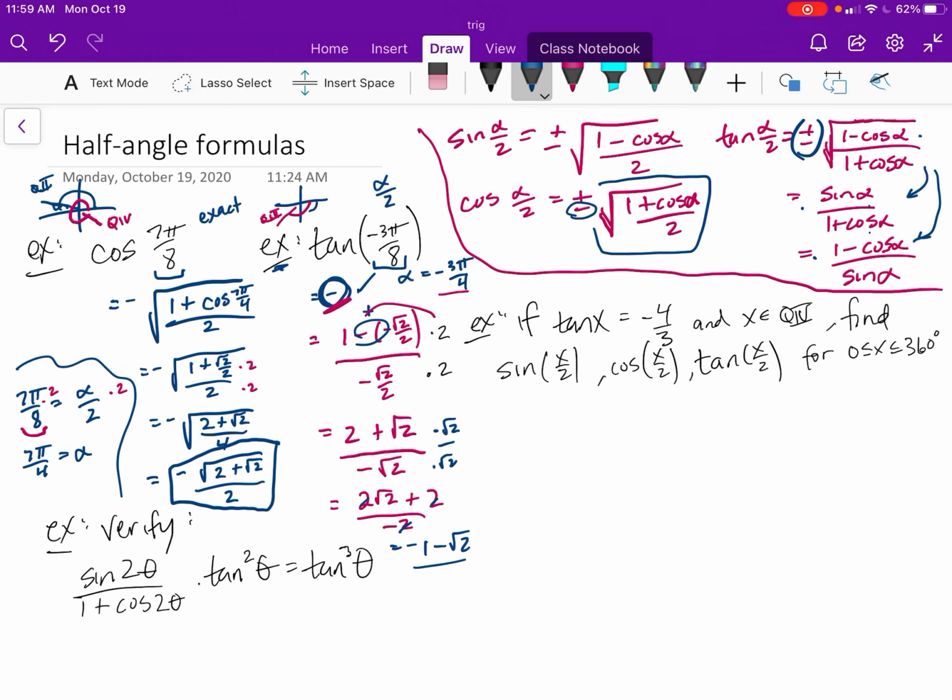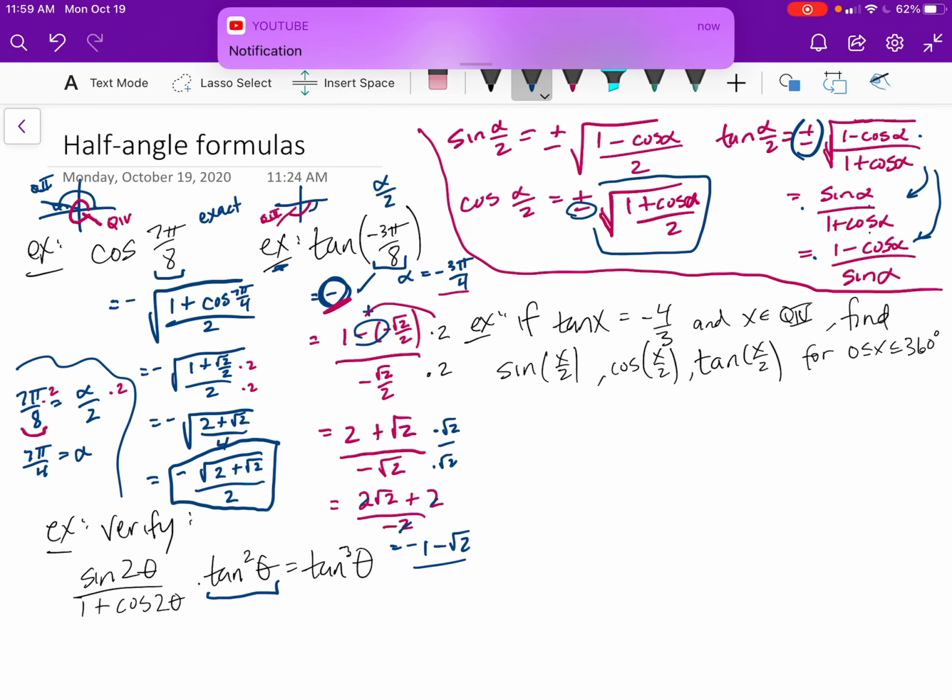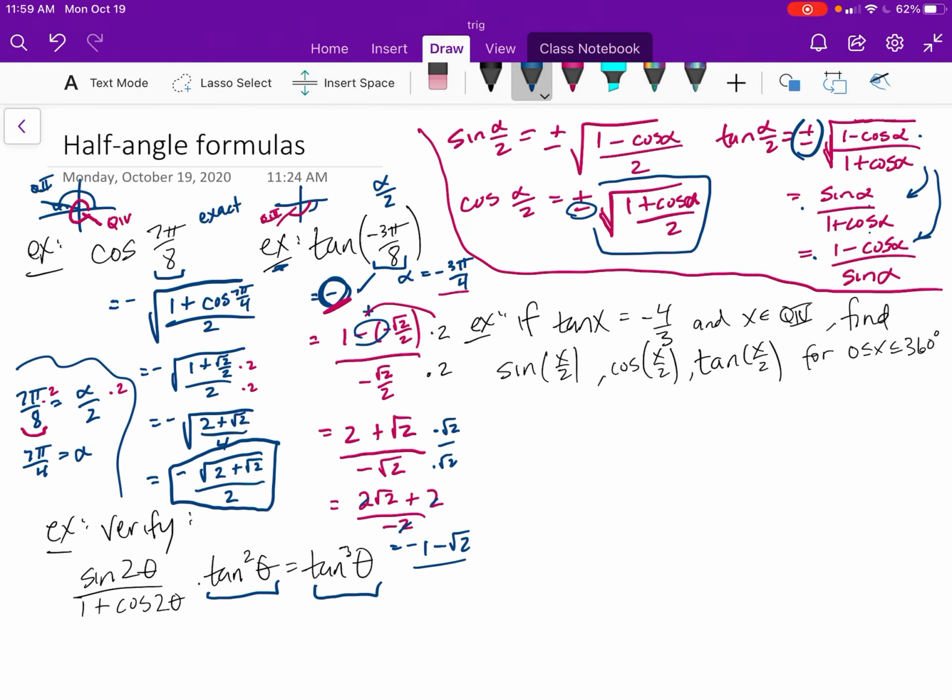This next example, I didn't leave a lot of room, and here's why. The left-hand side has a tangent squared. The right-hand side has a tangent cubed. So if I can get just a tangent out of this stuff, then they match, right? Tangent squared multiplied by a tangent would be tangent to the third.